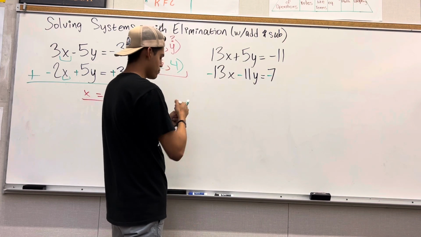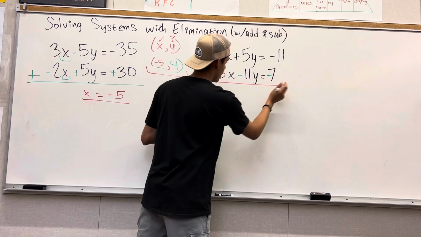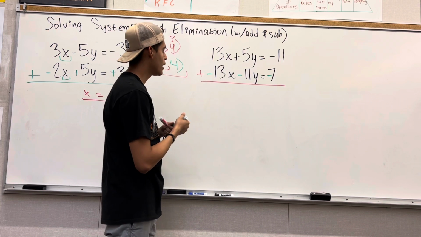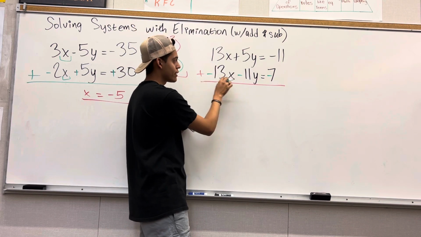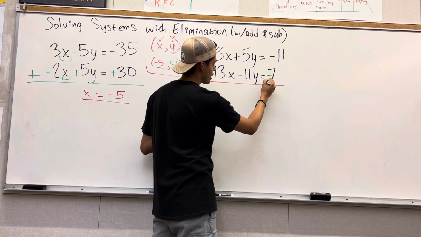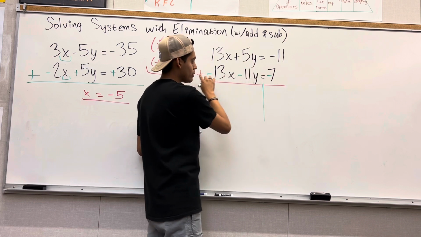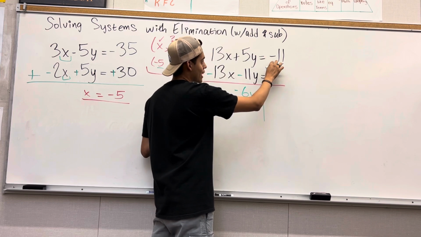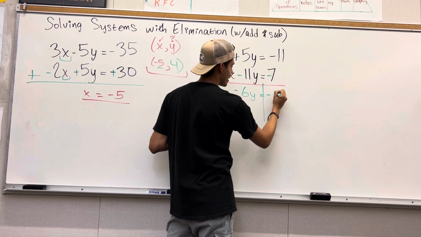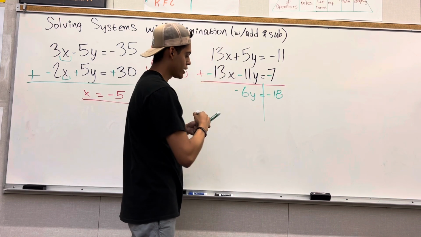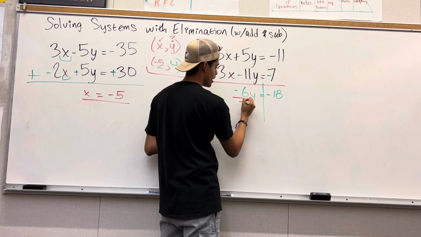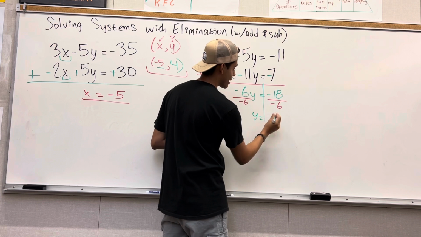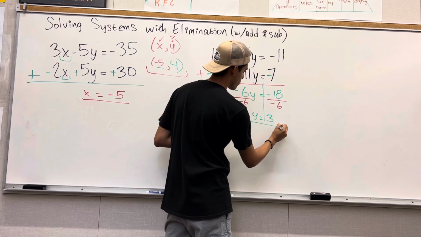Now we're going to add these two equations. You see that they're opposites of each other. Now we'll do the addition, how we know how to do it. 13x plus -13x will give you 0x, and just leave it blank. 5y plus negative 11y would give you negative 6y equals, and then negative 11 plus negative 7 would give you negative 18. Because this is multiplication, we're going to do the opposite, which is division. Divide both sides by negative 6. We're going to get y equals negative 18 divided by negative 6, which gives you positive 3.